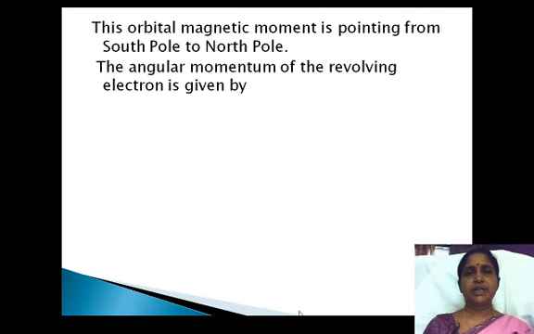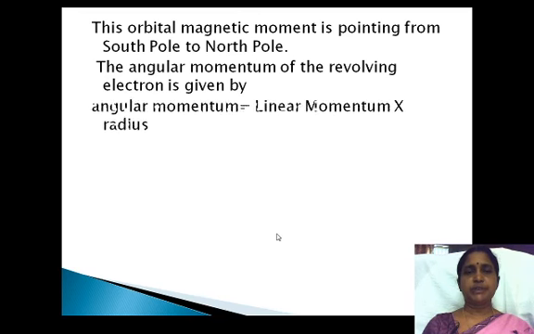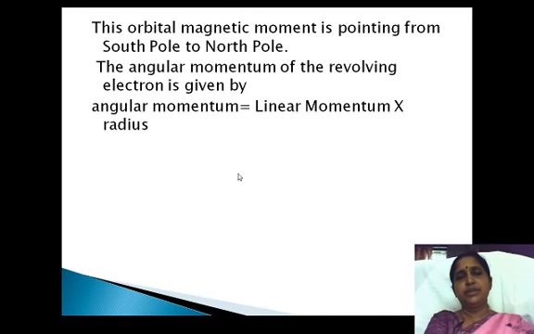Here we obtained the magnetic moment due to the electron revolving around the nucleus in an orbit. The angular momentum of the revolving electron is given by: angular momentum is equal to linear momentum into radius.